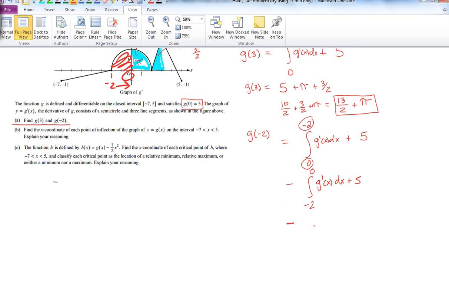So we would have negative, again, that pi, which we said this would also be pi, plus our initial condition of 5, or 5 minus pi. That is g of -2.